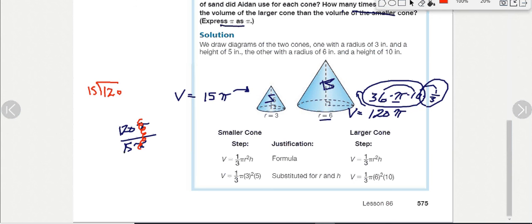It's not 10. Maybe it's 8. That'd be 120, I think. So it's 8 times greater.